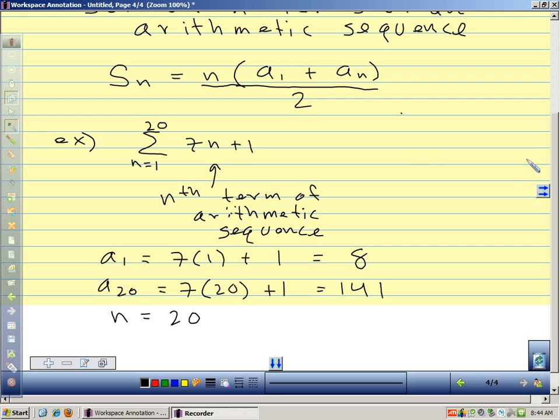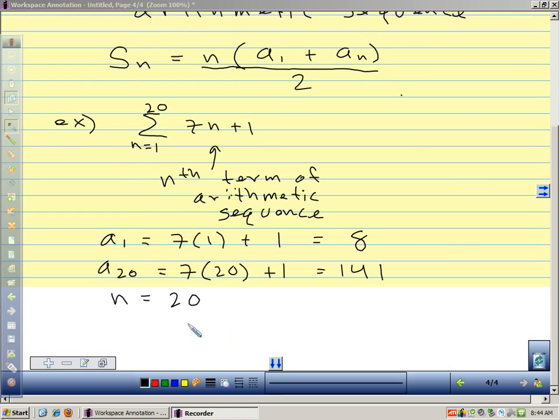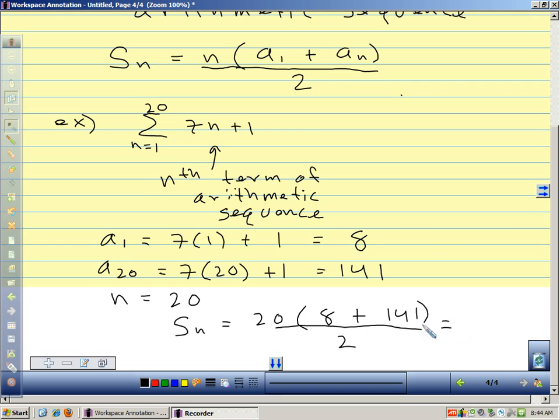So we're just going to plug into our formula. Our sum is 20 times 8 plus 141, divided by 2. If I plug that all into my calculator, I get 1,490. So that's one thing that's really nice about arithmetic sequences: I have this nice easy formula for my sum. I can find the sum of a lot of terms with this nice easy formula.